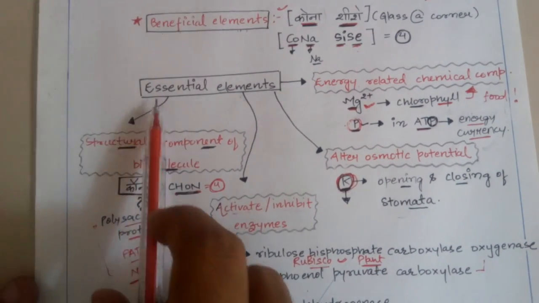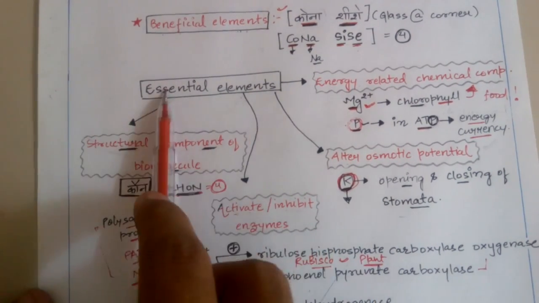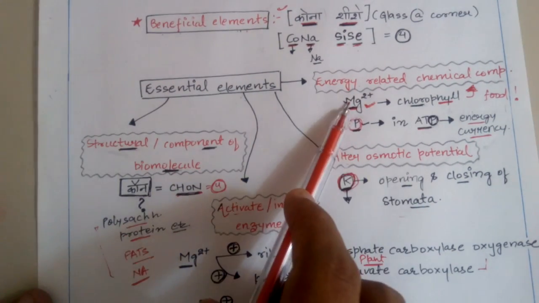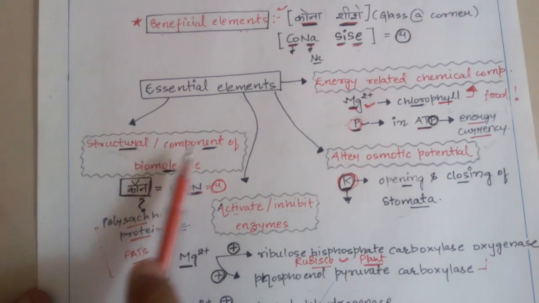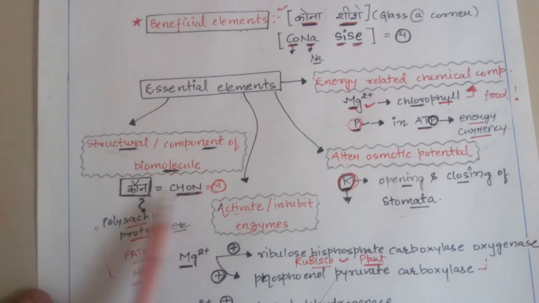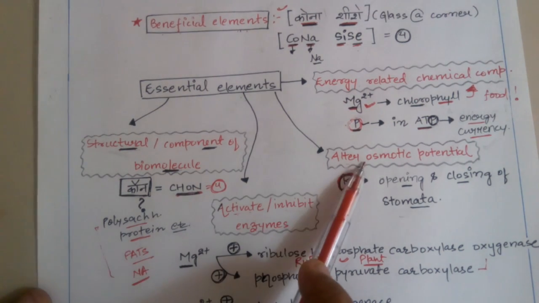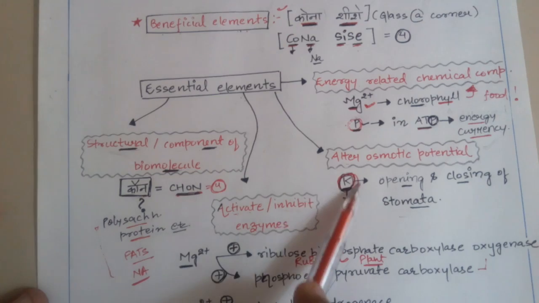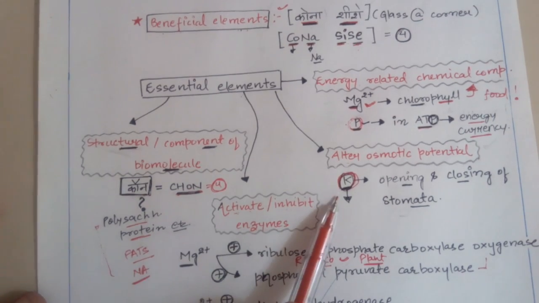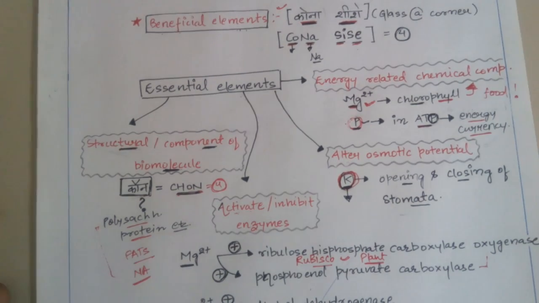After that, the essential elements are divided into various categories. There are some energy related chemical compounds such as magnesium and phosphorus, structural components of biomolecules such as CHON, that is con, elements that activate or inhibit enzymes such as magnesium, zinc and molybdenum, and alteration of osmotic potential, which is K, which is responsible for the opening and closing of stomata.